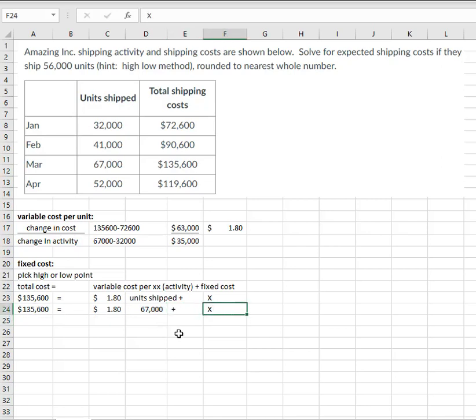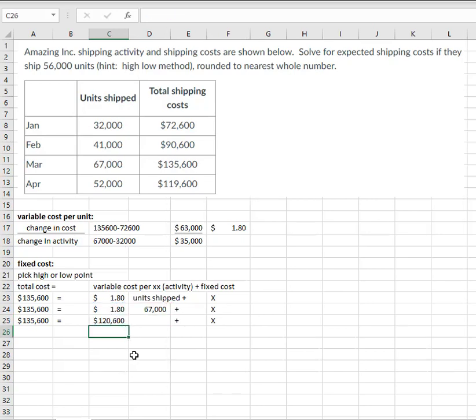X will give you the 135.6. So let's multiply this out. So 1.8 times the units shipped. So now I have 135,600 is 120,600 plus X. So I can subtract the 120,600 from both sides, and I get X equals $15,000.